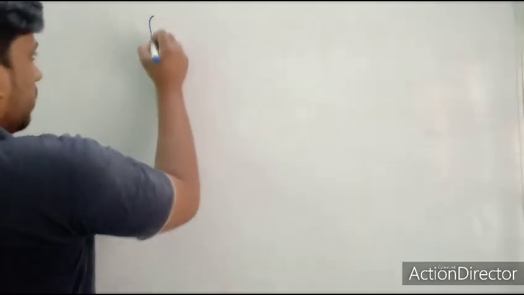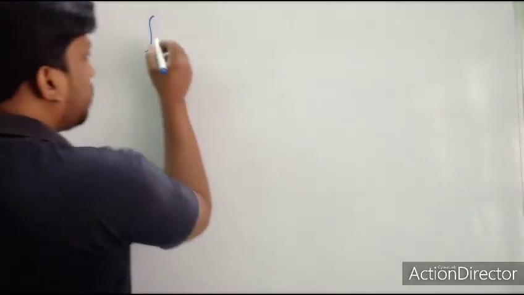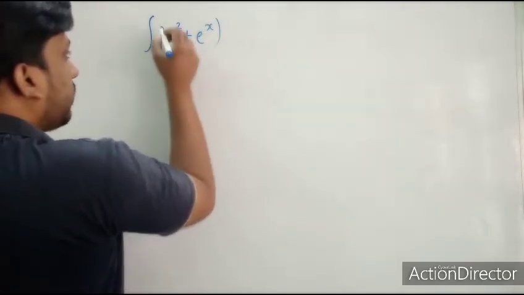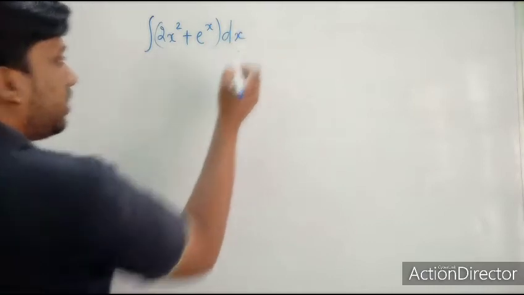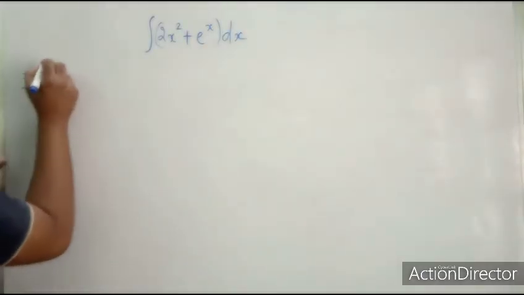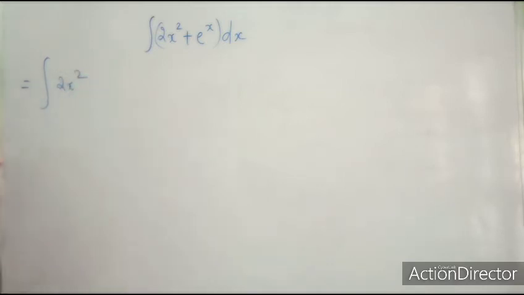Okay, next 1 mark we have integration of 2x square plus e to the power of x dx. We need to integrate this. How to integrate this? That is equal to integration of 2x square. I can divide this, right?